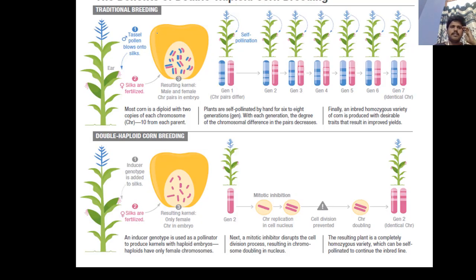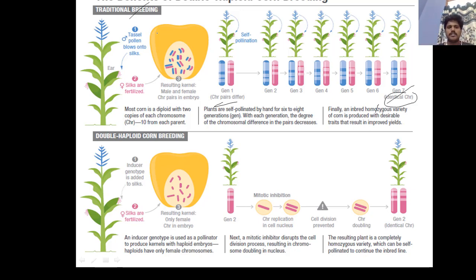If you observe picture 1, which shows the traditional plant breeding program, you go through a biparental cross, then keep on selfing so that the chromosomal pairs differ in generation 1, and finally at generation 7 or so, these chromosomes become identical, and an inbred homozygous variety of corn is produced with desirable traits.